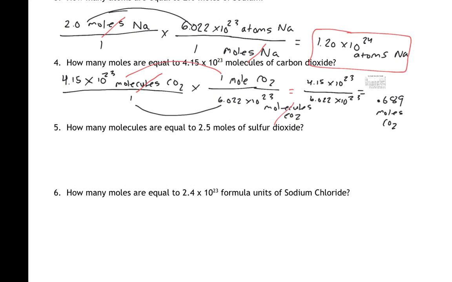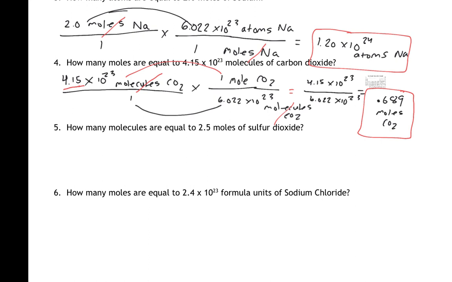Now what's important to note here is that we have just over half a mole. 1 mole is 6.022 times 10 to the 23rd. So we don't have quite a mole. Now just think about this. If we had a mole of molecules, we would have 6.022 times 10 to the 23rd molecules. We only have 4.15. So already, when we see this number, we should expect that we're going to have less than a mole because 4.15 times 10 to the 23rd is less than 6.022 times 10 to the 23rd.